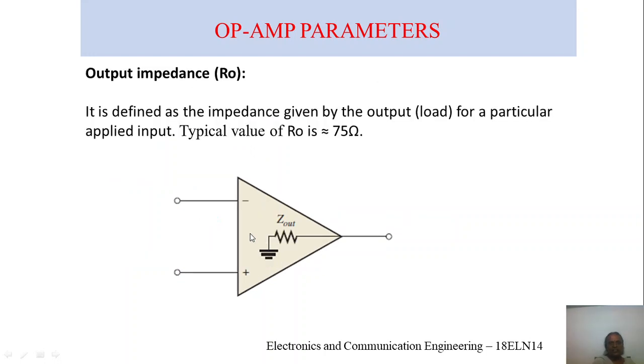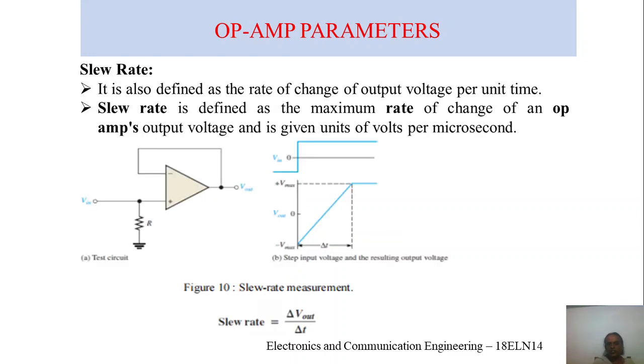Okay. Next, another important parameter is the output impedance. Here, pin number 6 is the output terminal. From the output terminal, a resistor is connected and the other end is grounded. Likewise, you can calculate the output impedance, capital Z0. It is defined as the impedance given by the output or the load for a particular applied input. The typical value is approximately equal to 75 ohms.